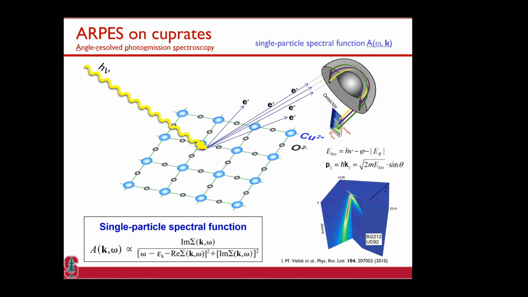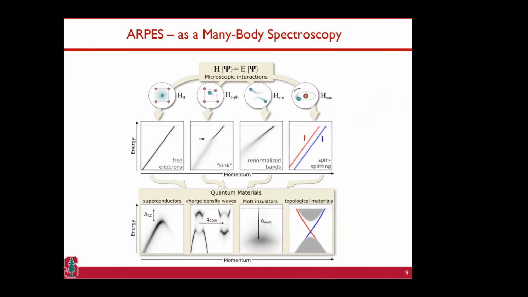So that's the picture. Now, as a many-body spectroscopy, there are a few things you can do. In a free electron, you have a very well-defined energy-momentum relationship. If you have a collective mode, let's say an electron coupled to a phonon, you should see a break in the energy-momentum relationship at the frequency of the phonon. So that will be one way.